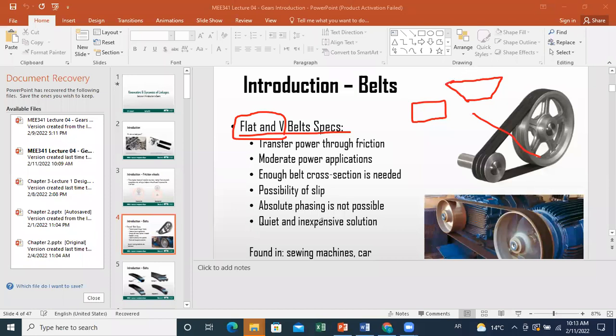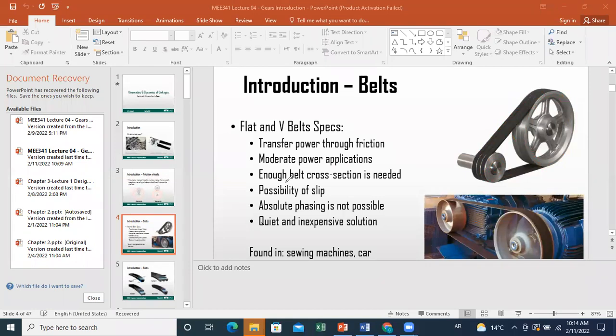In general, both can be used to transfer power through friction. So the friction between the belt's surface in contact with the rotating device here will allow to transfer a force, and this force will be transferred through this linear belt. And then it will be able to create rotation of the other part. Now, these types, flat and V belts, will be used for moderate power applications. So they cannot transfer very large powers.